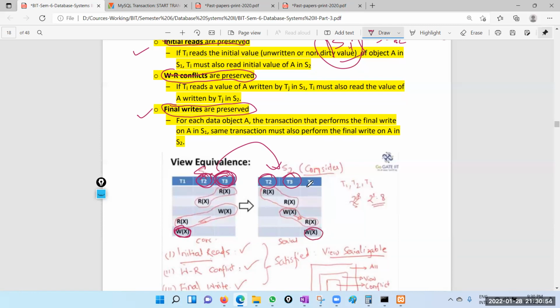Transaction 1. So final writes are also done by the same transaction. So therefore that is also satisfied.